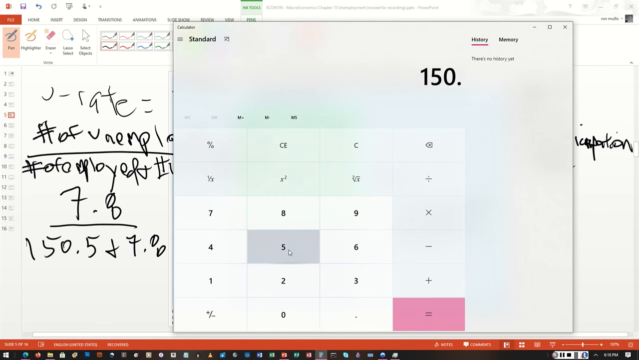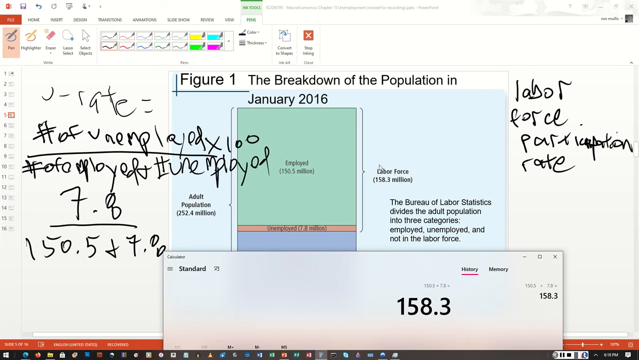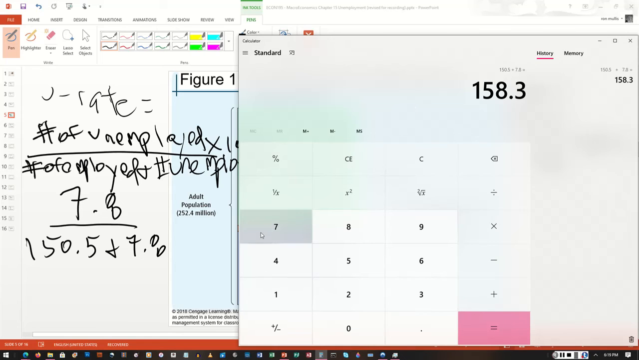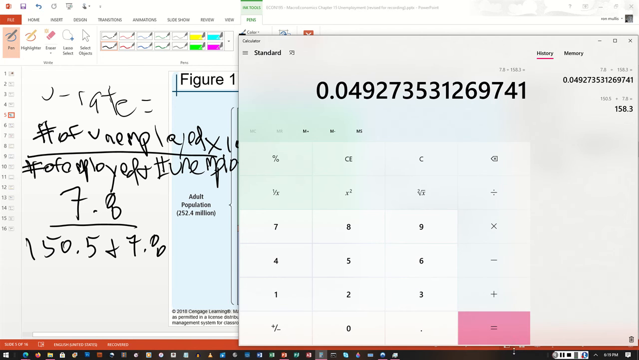So it's 150.5 plus 7.8, and that gives you 158.3. So you see the total labor force is 158.3 million. And to come up with the unemployment rate, we're just going to do 7.8 divided by 158.3. So our unemployment rate based off of this 2016 breakdown is 4.9%.